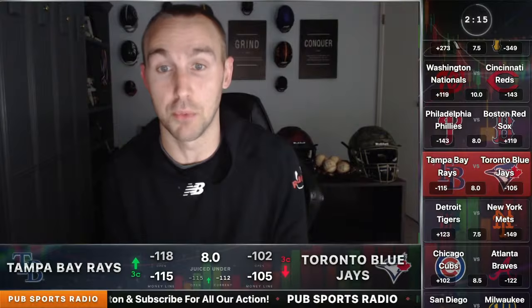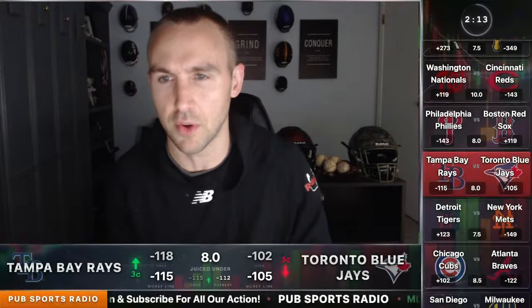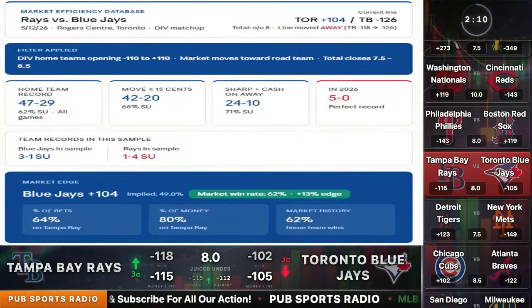Some books have shown bigger moves, but if you look at divisional home teams, and I do have a graphic for this game, that open between minus 110 and plus 110, like the Blue Jays have in this situation, with a total that closes between 7.5 and 8.5, the home team is 47-29 straight up, 62%. If the line moved 15 cents or less, that improves to 42-20, 68%. If over 50% of cash in the bigger bets is coming in on the road team, 24-10, 71%. In 2026, it's a perfect 5-0 in this market. And the Blue Jays in this sample are 3-1. The Rays in this sample are 1-4 straight up.